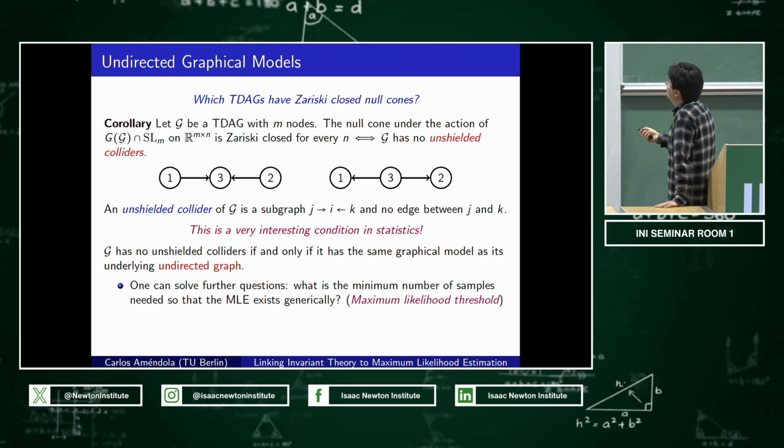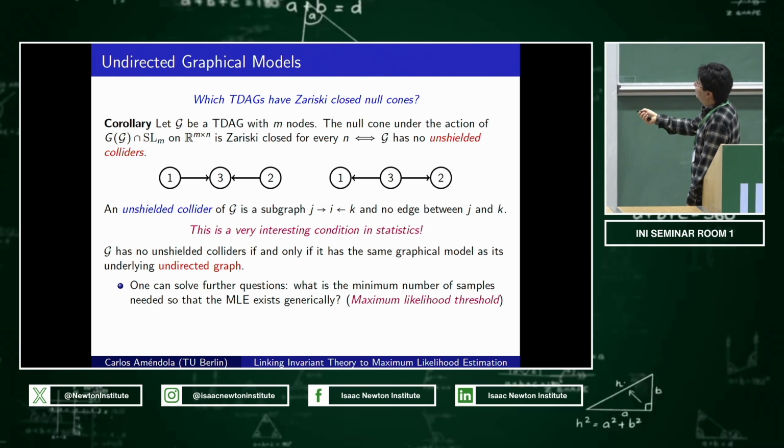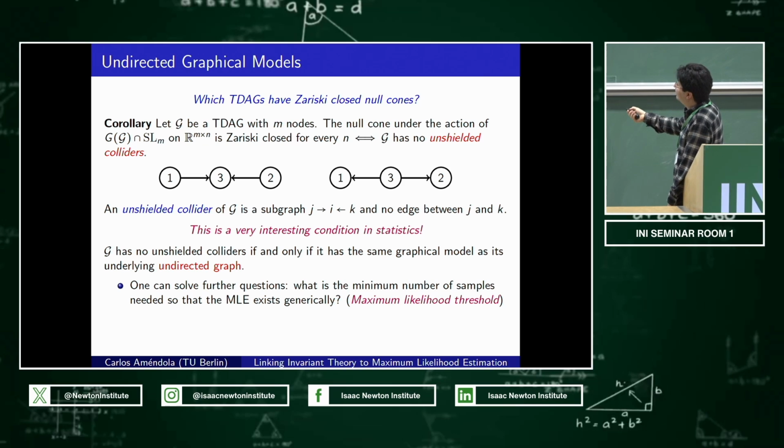It's about like the parents being married or not. That's the... okay. But we don't use that terminology here. It's just, okay, you have an unshielded collider or not, and so this is a very interesting condition.